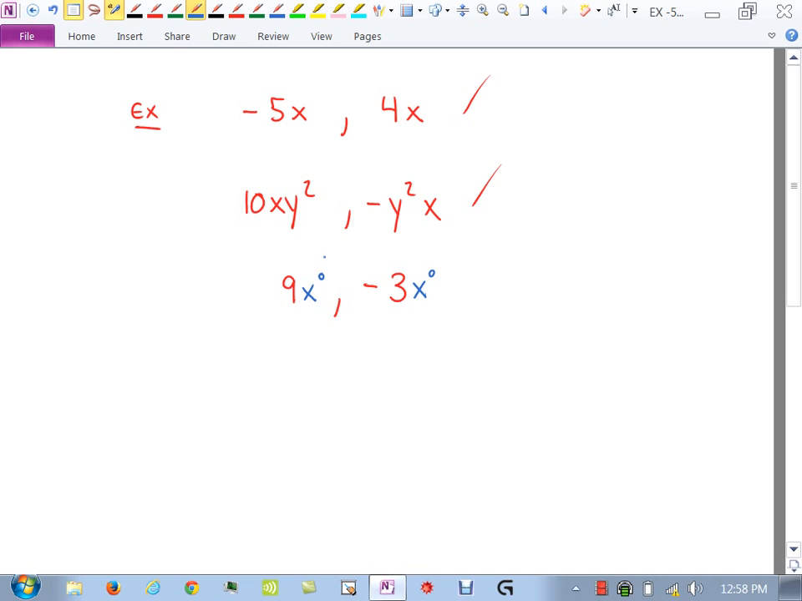So now that we kind of have an idea, I hope, of what terms are, what coefficients of terms are, and what it takes to be like terms, now we talk about what it takes to add or subtract terms together. Okay, adding and subtracting like terms.